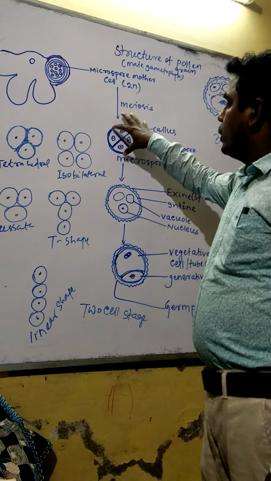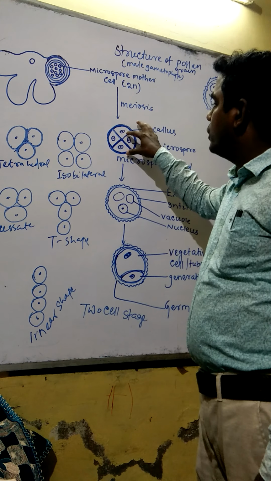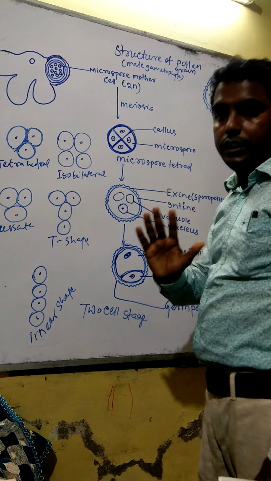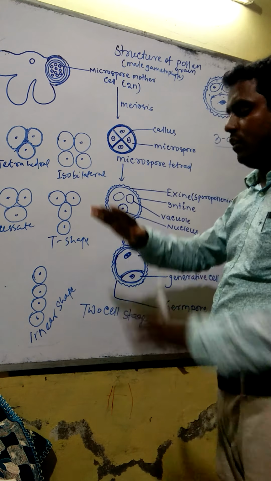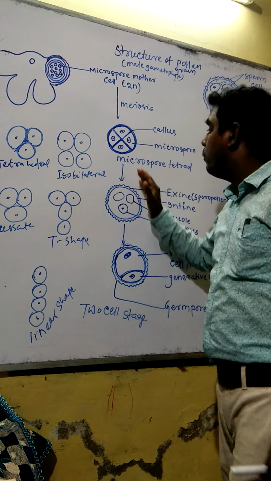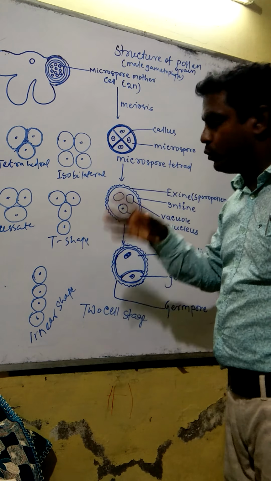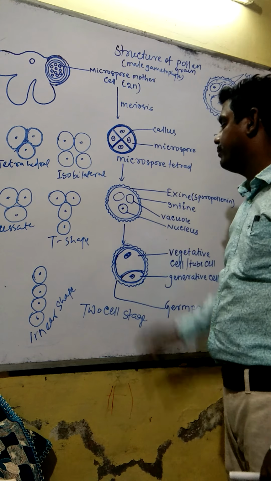This is the microspore tetrad. In the microspore tetrad there is a callus layer which later dissolves to separate the microspores. Then the microspore develops to form pollen grain.